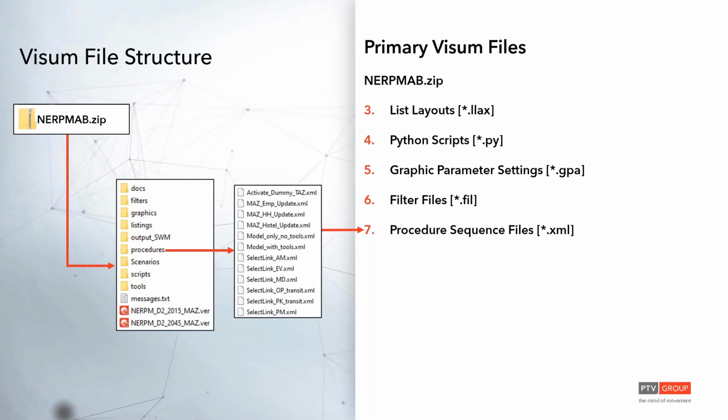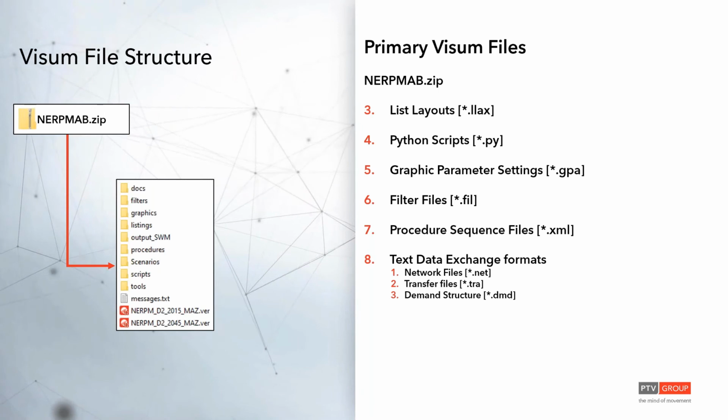For example, you only want to do an assignment and then do a select link analysis. You might have a procedure sequence for that. Once you're done with your assignment, you can simply load that procedure sequence file, load the paths and do a select link analysis. So that's the purpose of procedure sequence files. Again, we'll come across procedure sequence files more as we go through the training, and how to save them and how to load them for repetitive modeling tasks.